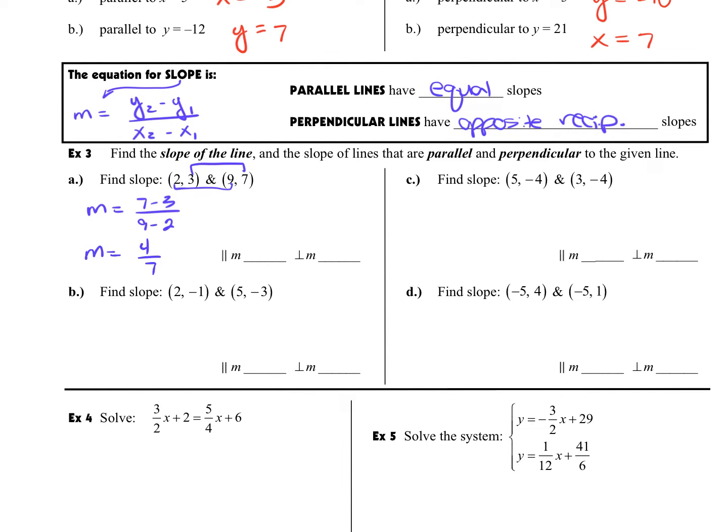Now, since parallel lines have the same slope, that means that the slope of the line parallel to this one is also going to be 4/7. Perpendicular lines are going to have opposite reciprocal slopes. So I know that if this slope is positive, my perpendicular slope needs to be negative, and I need the reciprocal. Let's look at another one.